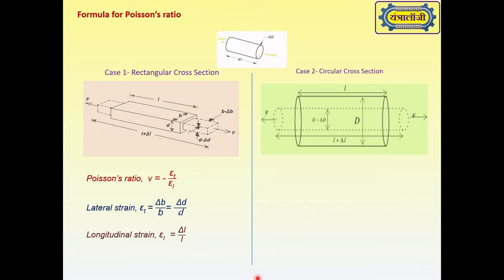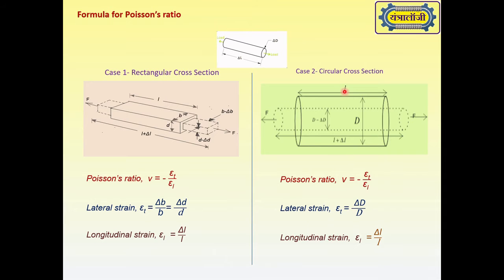In the case of a circular cross section, the original length was L and the original diameter was D. Since it is pulled from both the sides, the increase in length will be delta L and the decrease in diameter will be delta D. Hence Poisson's ratio mu is equal to negative epsilon t upon epsilon L, which is lateral strain upon linear strain. The lateral strain epsilon t is equal to delta D upon D, and the longitudinal strain epsilon L is equal to delta L upon L.